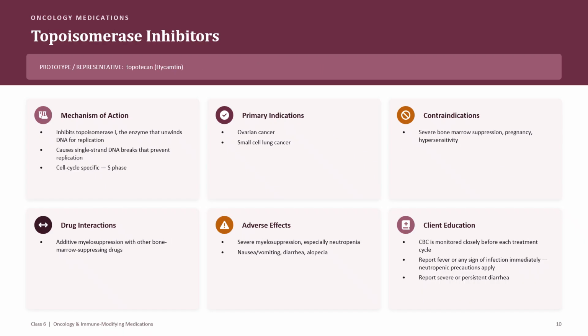Okay, so the topoisomerase inhibitors. Topotecan is the prototype medication. So DNA has to unwind like a zipper before it can be copied, and an enzyme called topoisomerase 1 is what does that unwinding. So topotecan blocks that enzyme, so the DNA ends up with breaks it can't repair. So that means the replication stops.